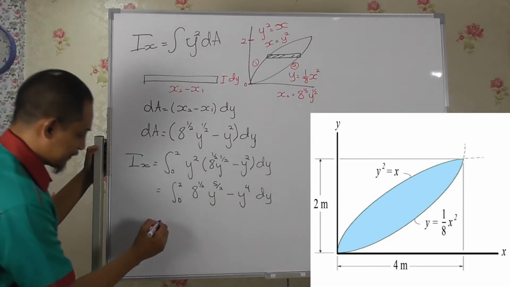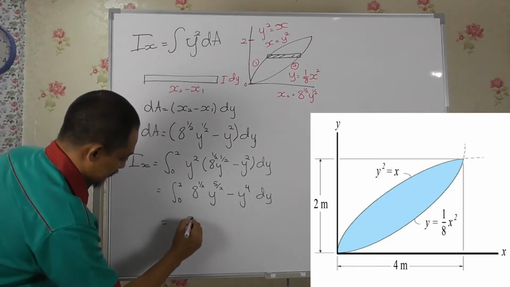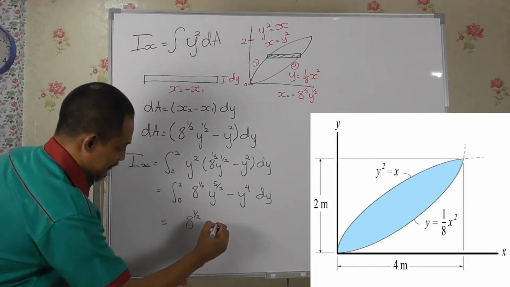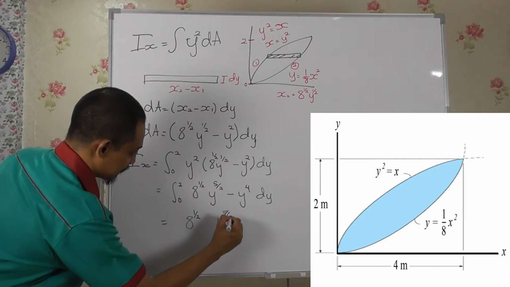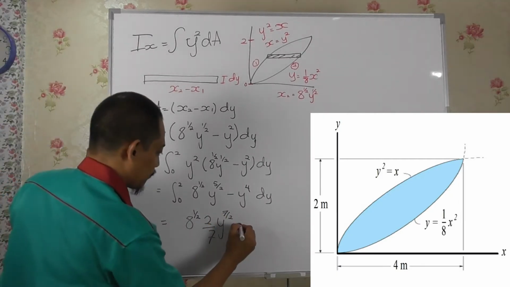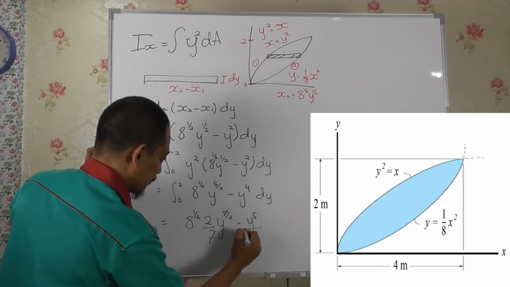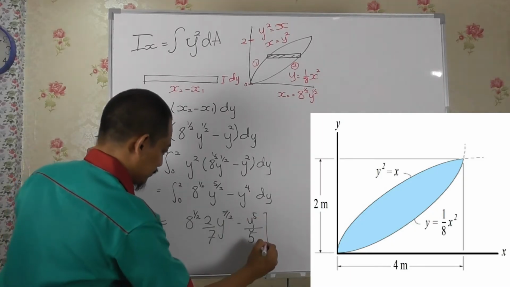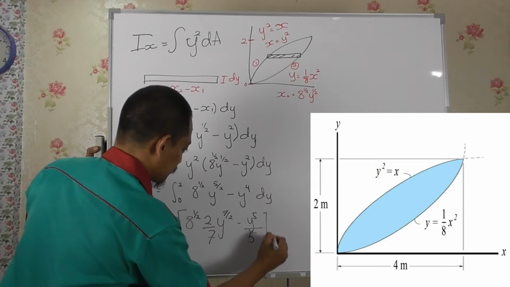So integrating this, 8 to the power of half is a constant. Then integrating y to the power of 5 over 2 gives y to the power of 7 over 2, so you have 2 over 7 over here. And then minus y to the power of 5 over 5. So for this whole thing, the limit is from 0 to 2.